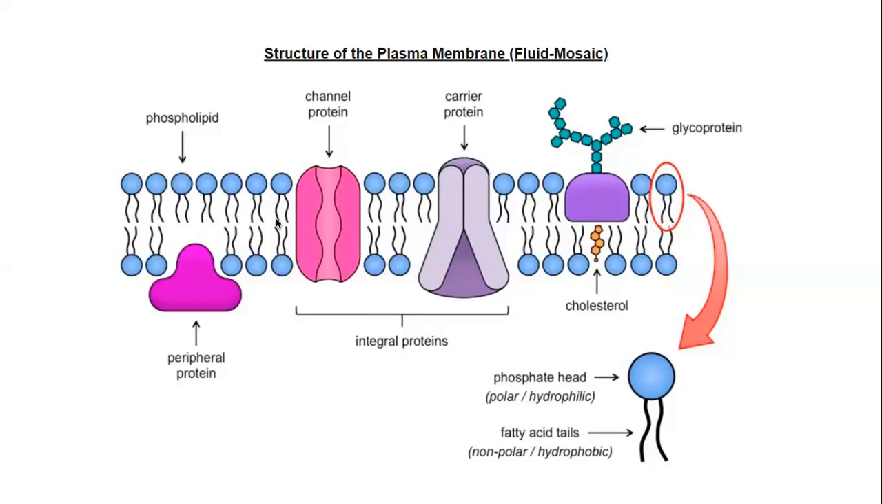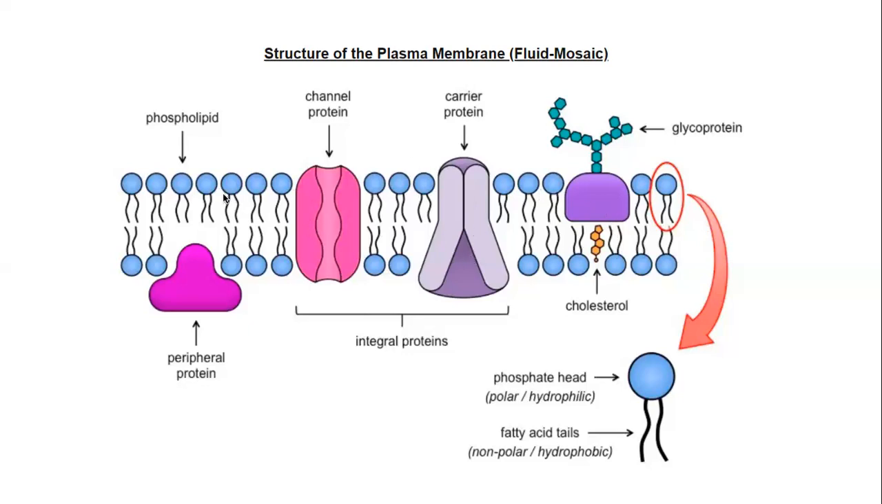Now, this would prevent some molecules from coming through. And we're going to talk in our protein lecture about why it's important to have proteins embedded in the bilayer, because we need to allow things inside of the cell. And these proteins are going to allow that to happen.